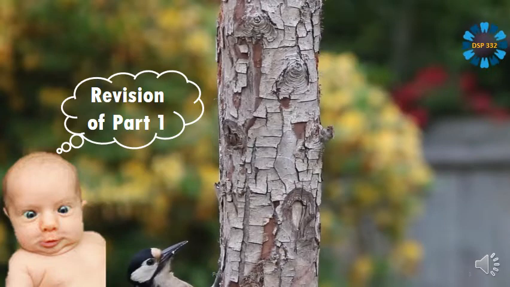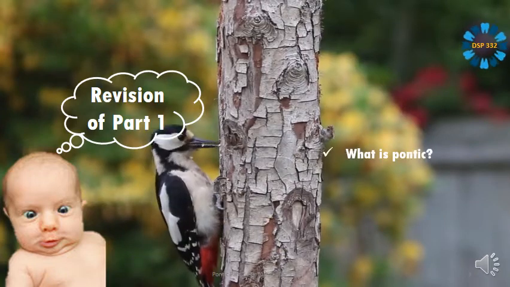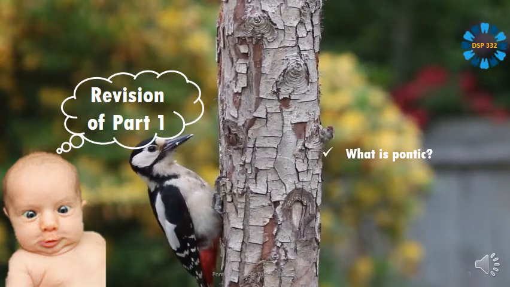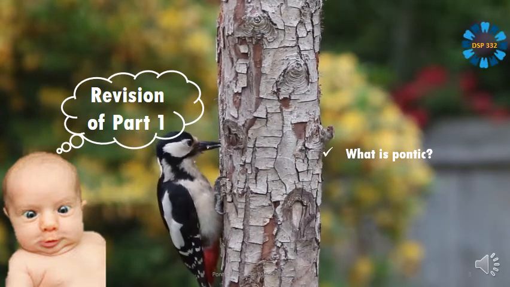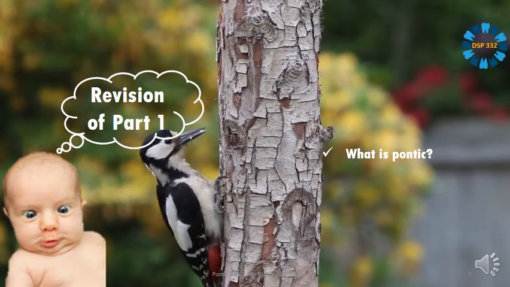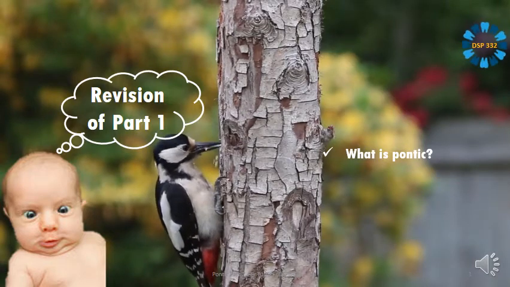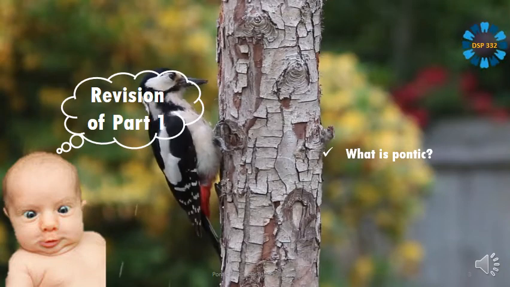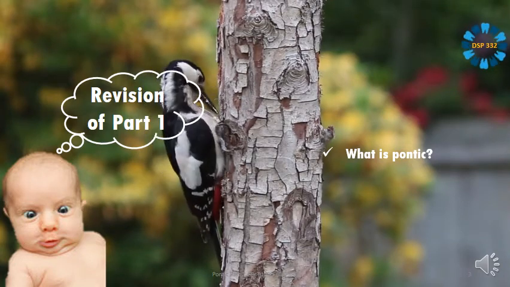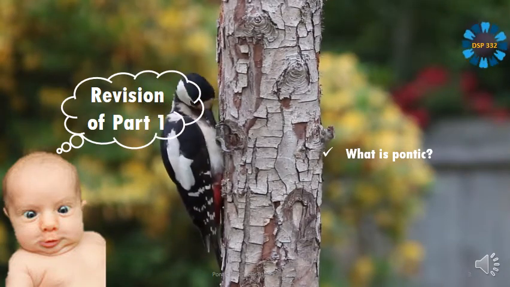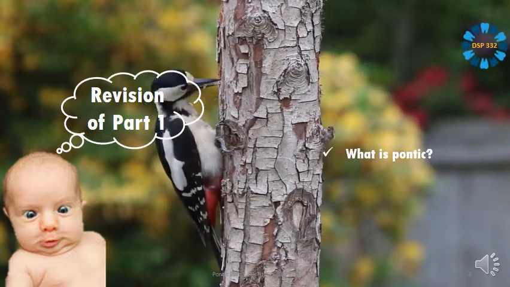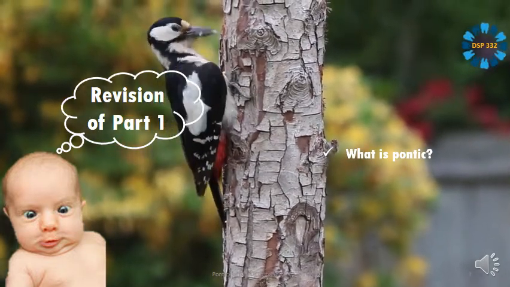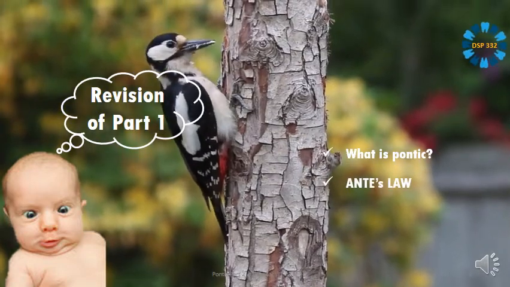Now coming to the revision from part 1. In part 1, what we have seen is what is Pontic. Pontic is basically a suspended member of a fixed partial denture which is going to replace the missing natural tooth. And when it replaces the missing natural tooth, that means it is going to replace all the functions which have been lost because of that loss of tooth. So that is the main function of your Pontic.